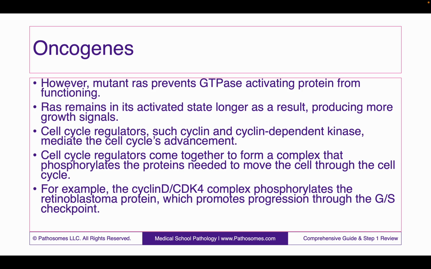Cell cycle regulators such as cyclin and cyclin-dependent kinase mediate the cell cycle's advancement. Cell cycle regulators come together to form a complex that phosphorylates the proteins needed to move the cell through the cell cycle. For example, the cyclin D CDK4 complex phosphorylates the retinoblastoma protein, which promotes progression through the G1/S checkpoint.